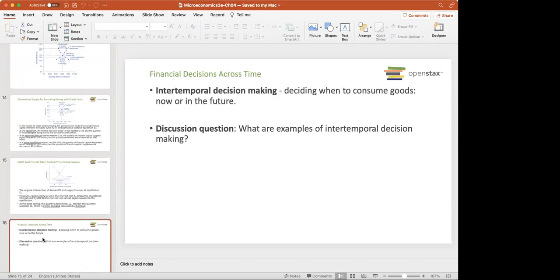And the last thing that I want to hit today for chapter 4 is intertemporal decision making. So deciding when to consume goods, now or in the future. I really want to talk about this because I think it's very relevant for each of us. A lot of times when we are trying to decide, should we buy something now? Should we buy it later? We all go through that. So I just wanted to hit on that for a second.